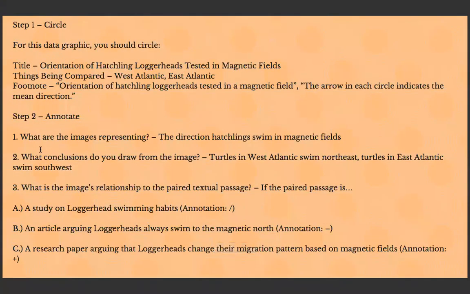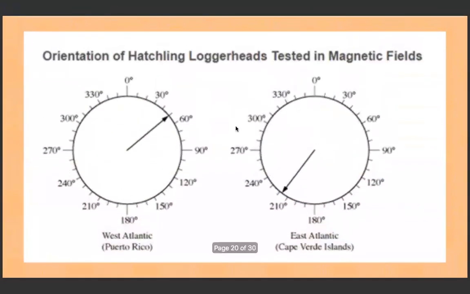So what are the images representing? The images are representing the direction the hatchlings are swimming in the magnetic fields. What conclusions do you draw from the image? Turtles in the West Atlantic swim northeast. So West Atlantic, northeast.